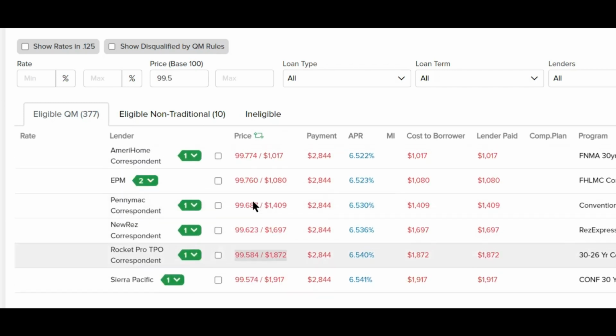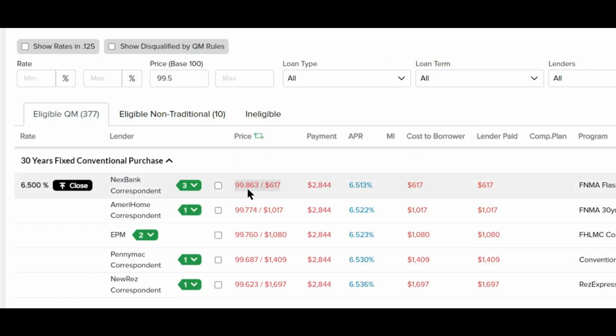Maybe it makes more sense for me to go to Next Bank at 6.5% at 99.86. Now I'm going to charge them my origination fee plus the additional basis points of, let's say, 14 basis points in this case. So I hope you understand that.